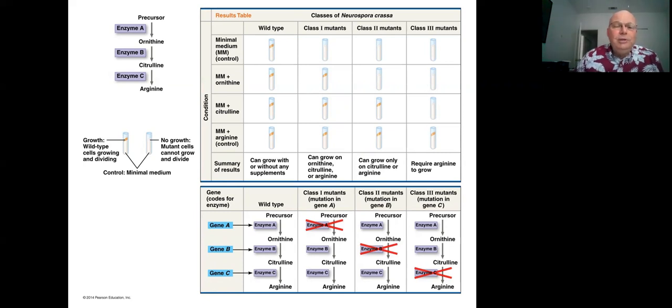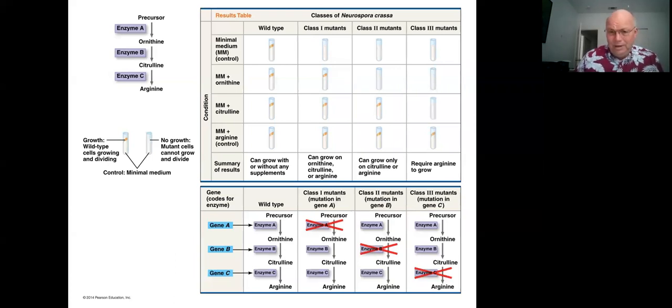Once they started looking at the mutations that they developed using the X-rays, they recognized that all of these mutations and the mutant fungi that contained these mutations could basically be grouped into one of three different classes based on what supplements you had to provide in order to get the fungus to grow. So remember, the wild type doesn't require any additional supplements other than the basics of the minimal media. So the first mutant, what they refer to as the class 1 mutant, requires ornithine in order to be able to grow.